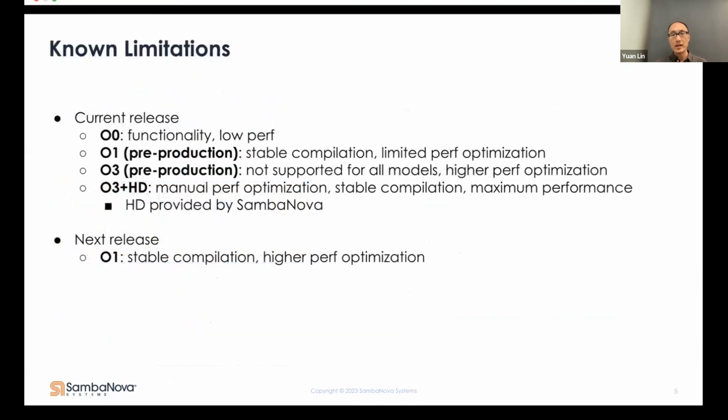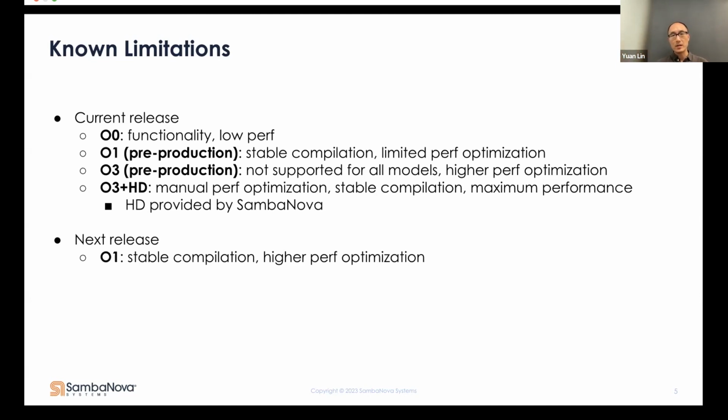So obviously there are trade-offs, right? O0 is basically for functionality. This mode is quickest to compile, but obviously it's lower performance. You're not utilizing a lot of the advantages of the data flow by merging the different operators together. But this is easier to bring up and easier to debug, right? So that's O0 mode.